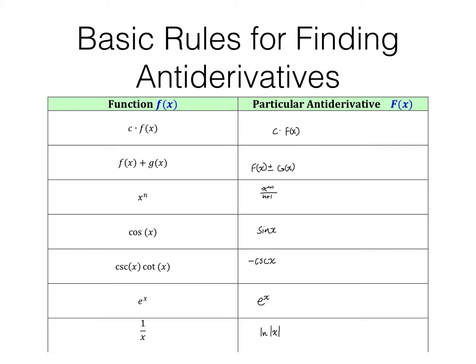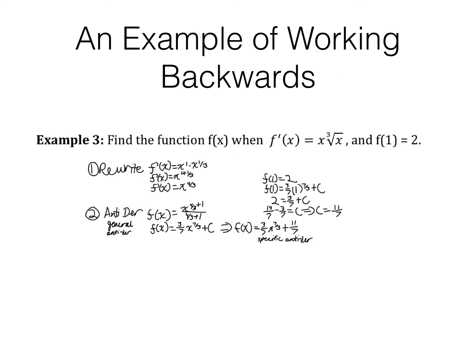And when you have a function x to the nth power, you make that x to the n plus 1 over n plus 1. With our trig functions, cosine becomes sine x as an antiderivative, and cosecant cotangent becomes negative cosecant. e to the x power simply remains e to the x power, and 1 over x becomes the natural log of the absolute value of x.